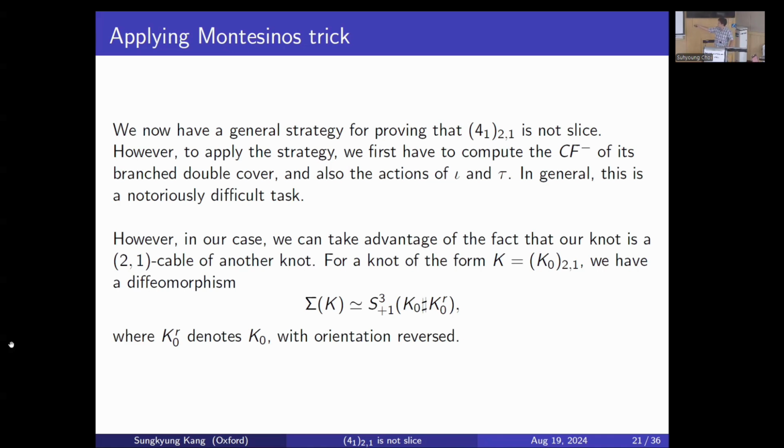But in general, if you take a knot of the form 2-1 cable of something, let's say K0, then Montesinos's trick tells you that if you take the branched double cover of this, then it is naturally diffeomorphic to the +1 surgery along K0 connect sum its reverse.